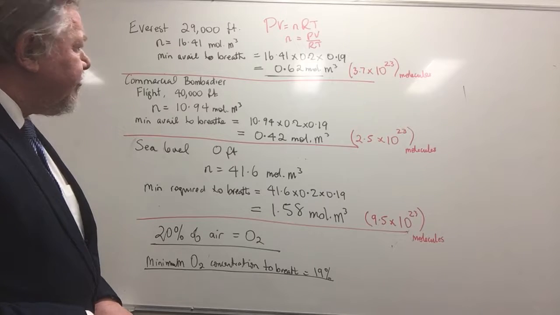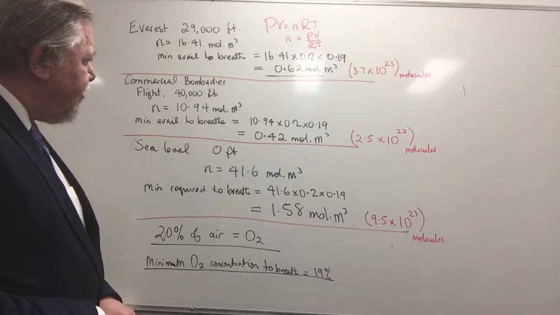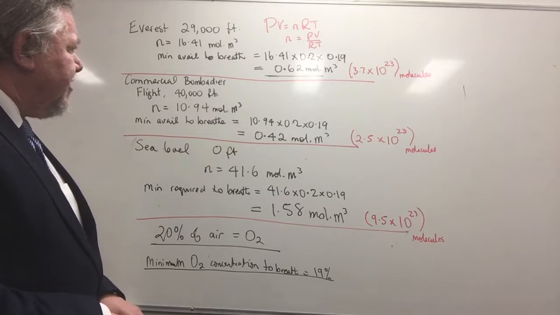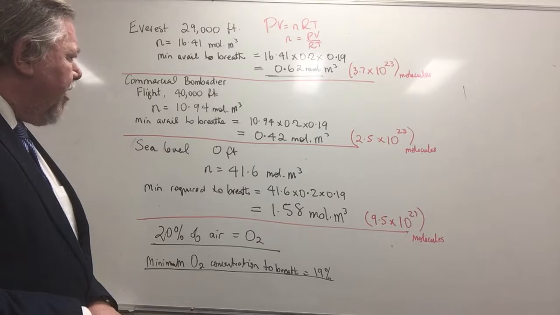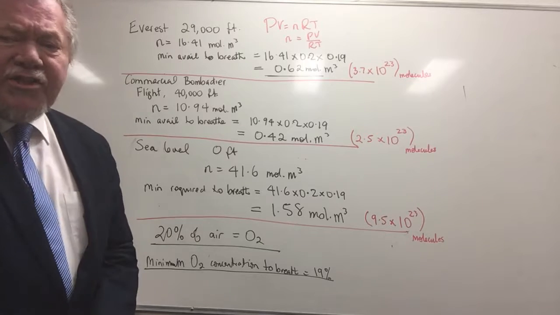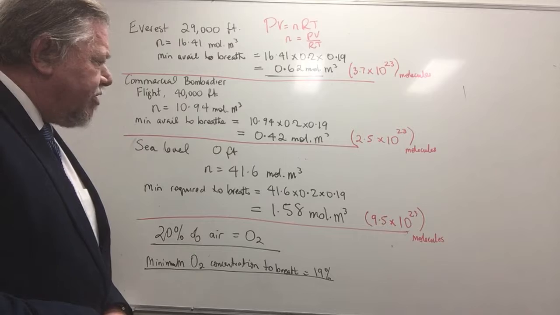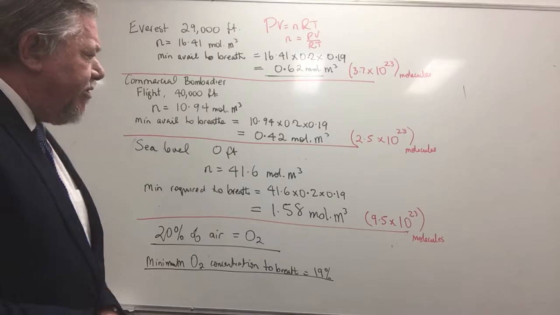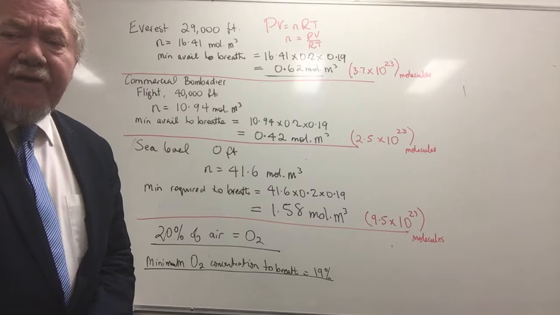Now, just so that you can see how that relates to the number of molecules in the air, it's 3.7 by 10 to the 23, and 2.5 by 10 to the 23 for a flight. You can see that gets much, much less. And you can see both of these are significantly less than what you need, which is 9.5 by 10 to the 23.